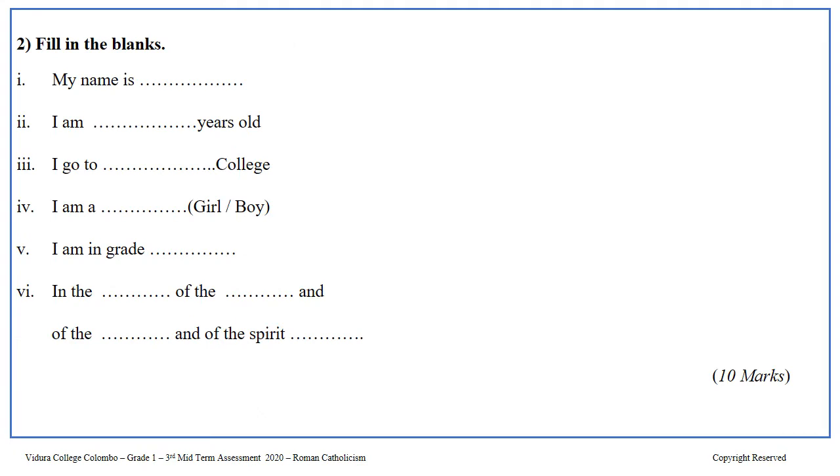Question number 2. Fill in the blanks. Roman number 1. My name is blank. You can write the answer on the blank. Roman number 2. I am blank years old. Now you can write the answer on the space.